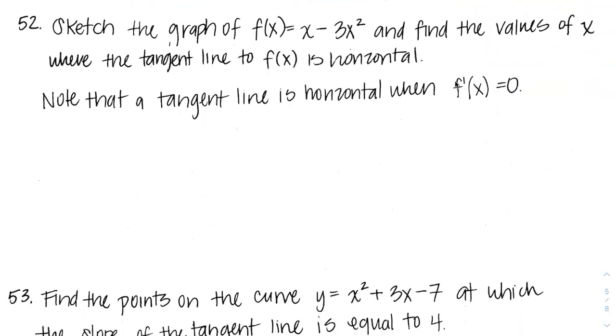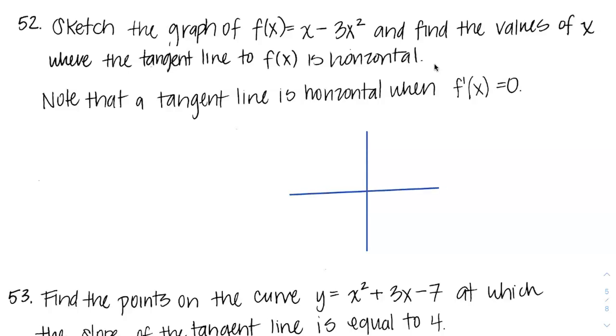Okay, next one. Sketch the graph of f of x equals x minus 3x squared and find the values of x where the tangent line to f of x is horizontal. Note that a tangent line is horizontal when the derivative equals 0. So they want me to sketch the graph. So we're going to do a little sketch, not a perfect sketch.